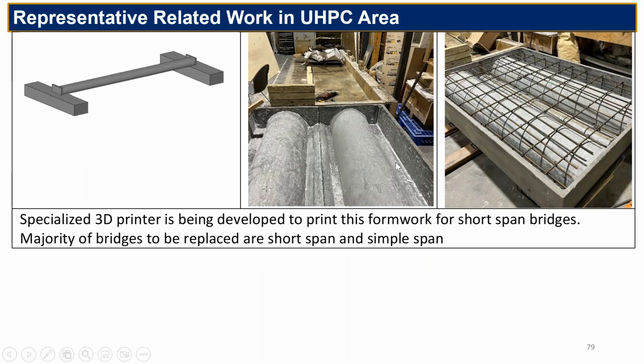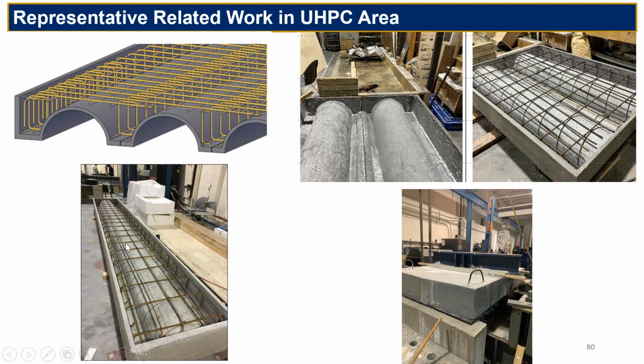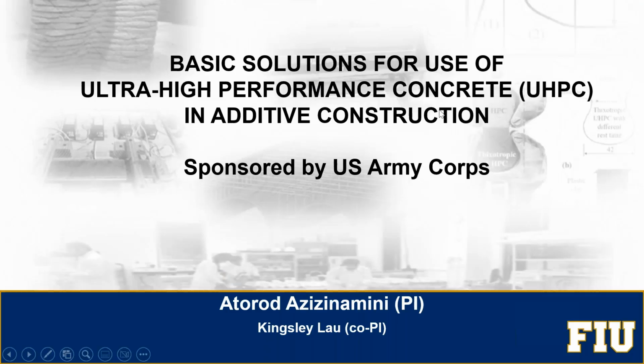This is another idea that we have tested for short span bridges, let's say 20, 30, 40 feet long. These are the modules that you can print, put them side by side, fill them with the concrete, and you're done. These are, I think, about 30 feet long specimens that we have built, but we are going to be printing these sections fairly soon. So 3D printing is another trending area, and we are using UHPC as a material for 3D printing.